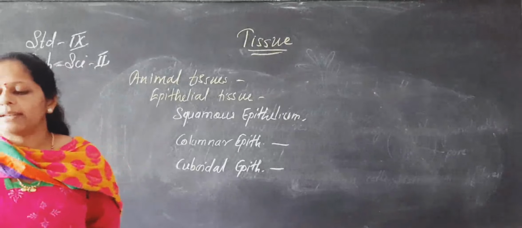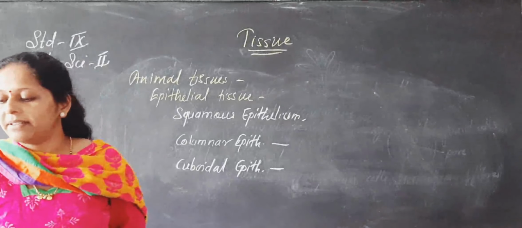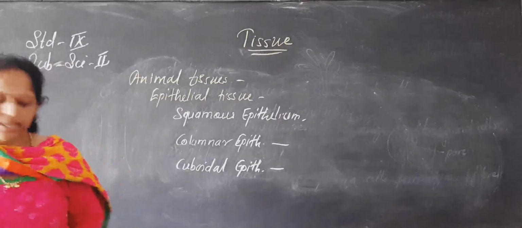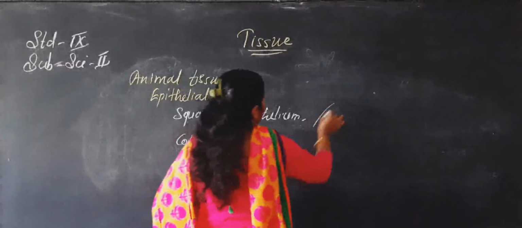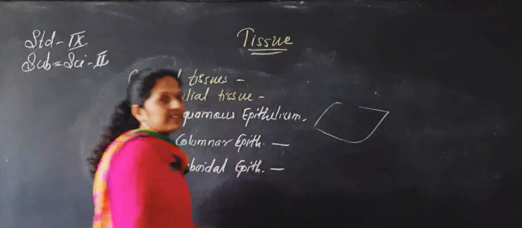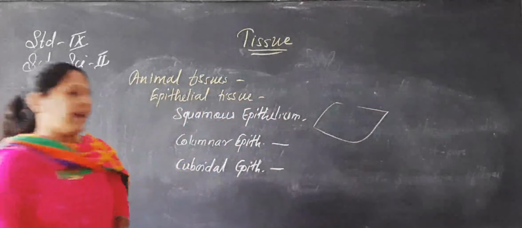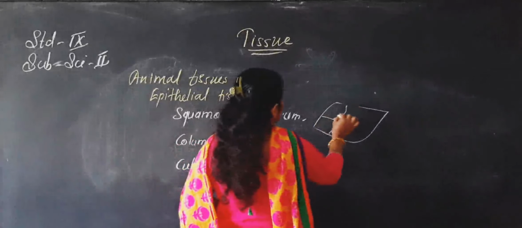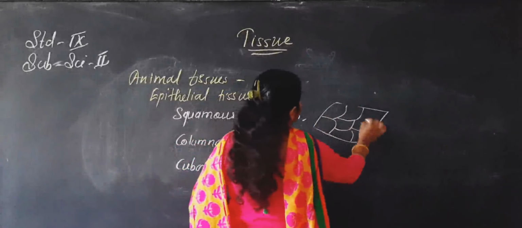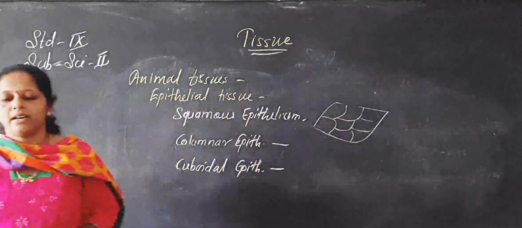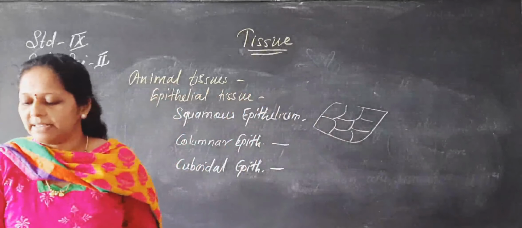There a simple flat kind of epithelium is present, and this is called simple squamous epithelium. It is a flat structure of the epithelium. It is called simple squamous epithelium, in places like the alveoli of the lungs and the inner linings of blood vessels.